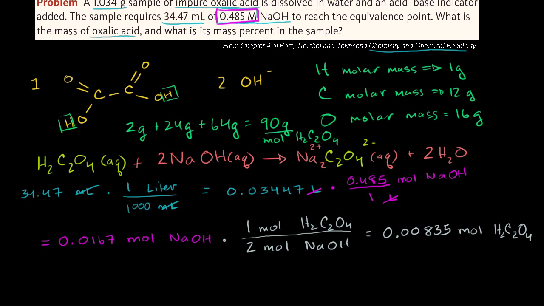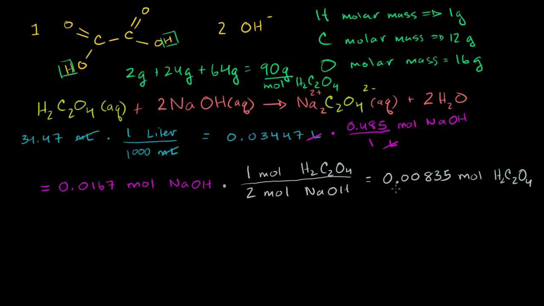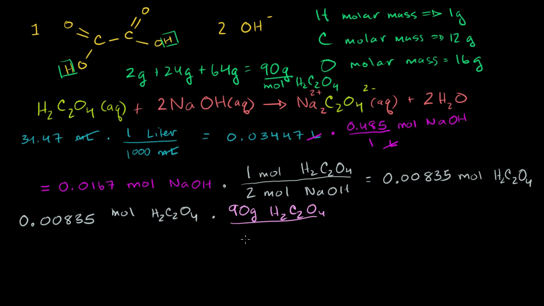So let's go back to the math here. I'll rewrite it over here. We know we're dealing with 0.00835 moles of oxalic acid, H2C2O4. And now we know its molar mass. Let me do this in a different color. This color is getting monotonous. We know that there are 90 grams of H2C2O4 for every 1 mole of H2C2O4. This is its molar mass.